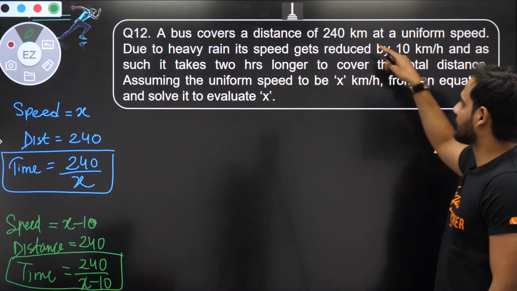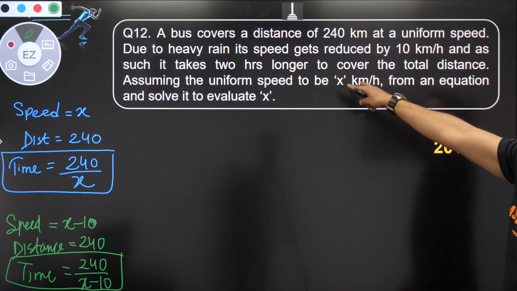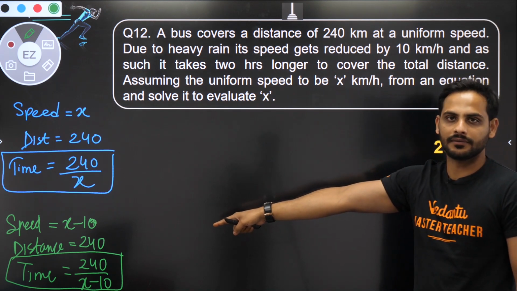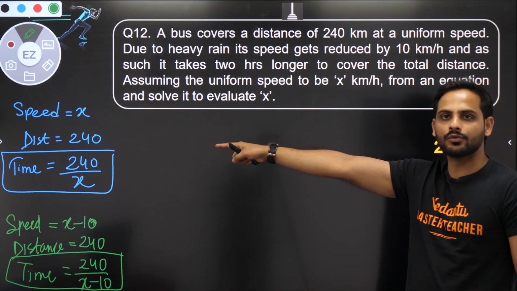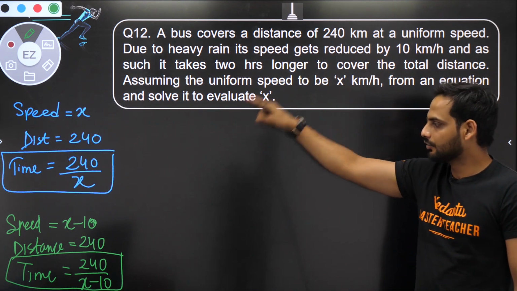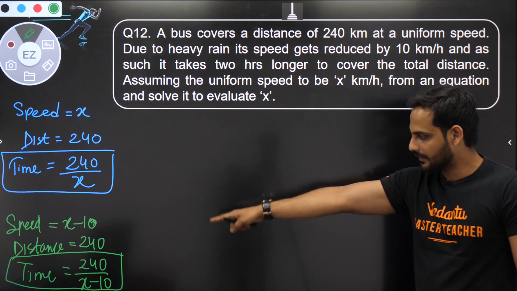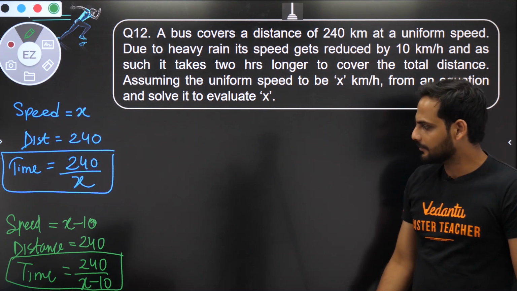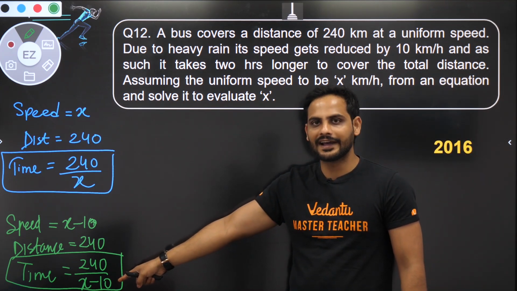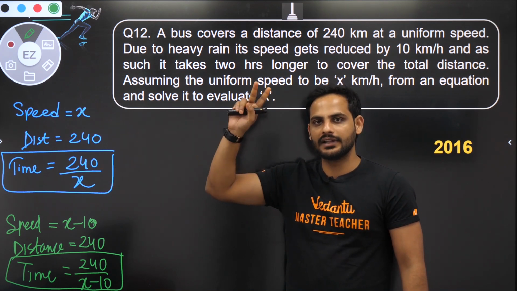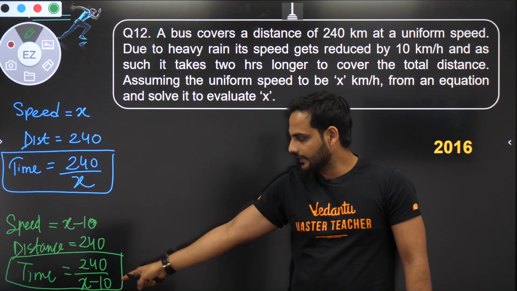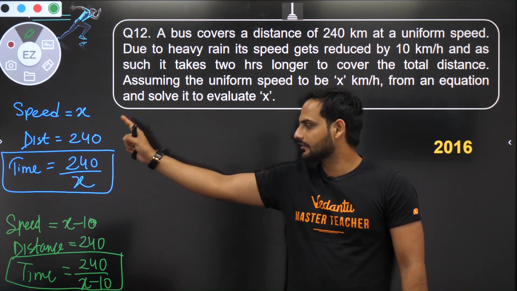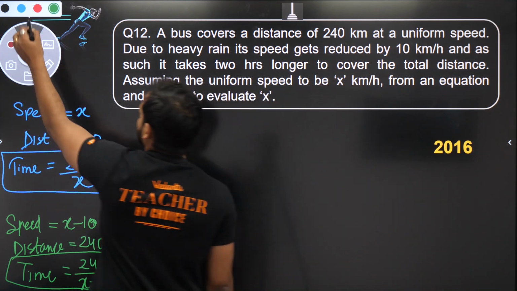Now they are saying that due to this rain, it takes 2 hours longer to cover the total distance. That means the time in the green equation is 2 hours more than the time in the blue equation. So from the green time, if I subtract the blue time, my answer will be 2, because this is 2 hours more. If it is 10, it will be 8. If it is 12, it will be 10. It is always 2 hours more. So green minus blue will give you 2. Let us do that.